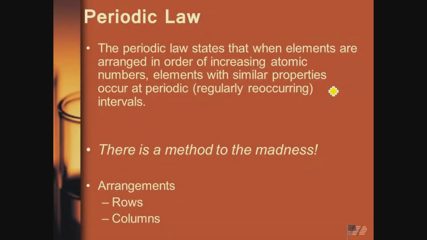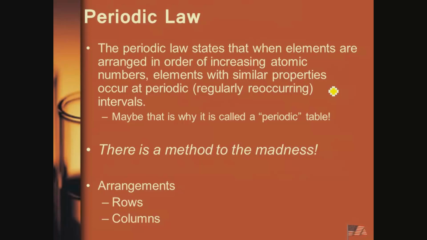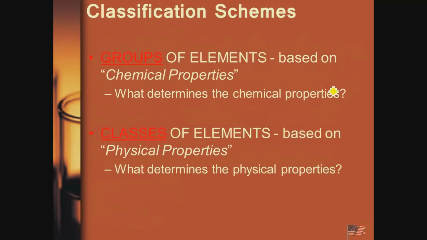Periodic law states that when elements are arranged in order of increasing atomic numbers, elements with similar properties occur at periodic, i.e. regular, reoccurring intervals, and that's probably why they call it the periodic table. There is a method to this madness. We'll talk about what is specific about the rows and what is specific about the columns.